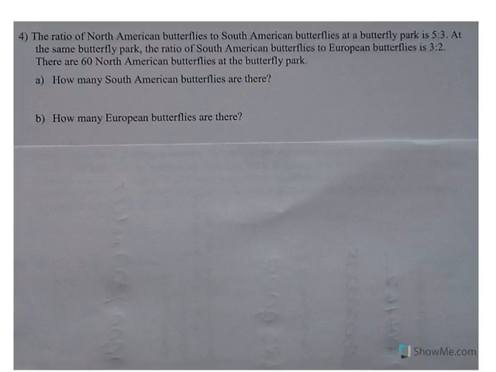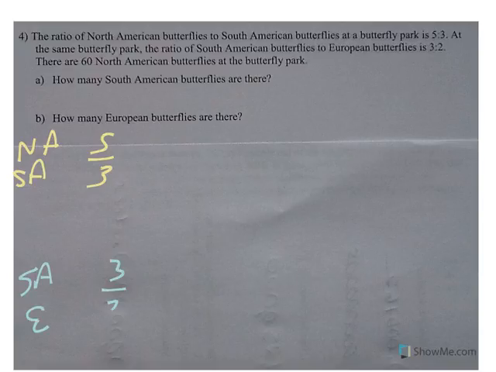In number 4, this is a 2-part question. I left myself 1 page. Okay, first of all, the ratio of North American to South American butterflies is 5 to 3. The ratio of South American to European, okay, let's change colors here, South American to European is 3 to 2. There are 60 North American butterflies. Okay, well, I can't use the turquoise one because I don't know anything about South America or Europe, but I know that there are 60 North American butterflies.